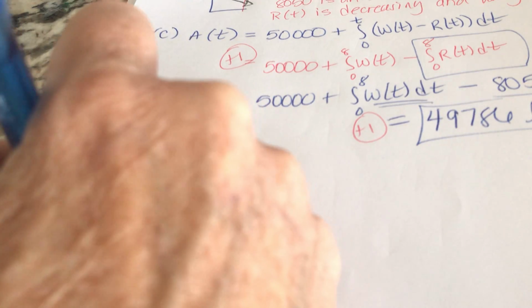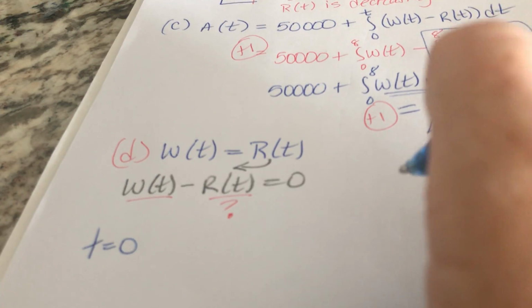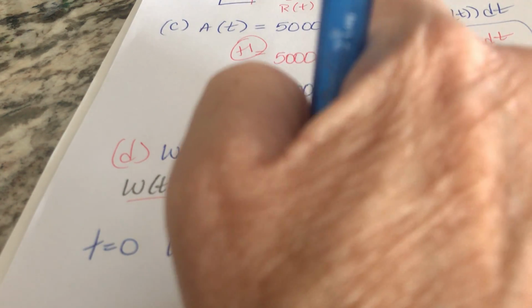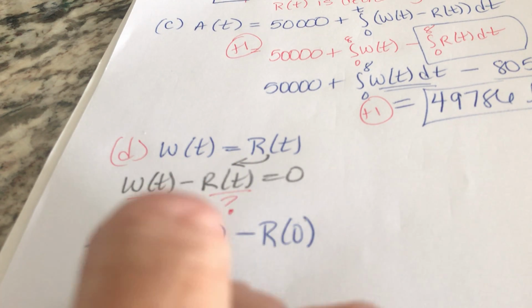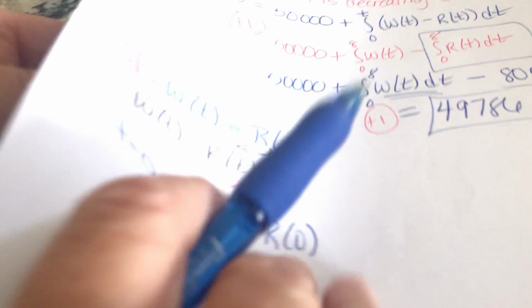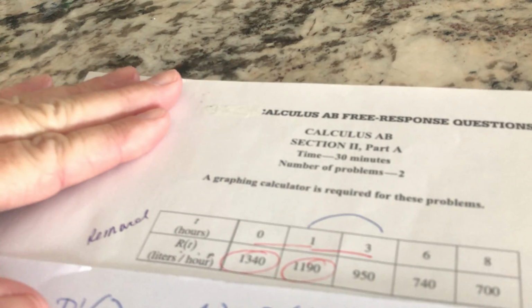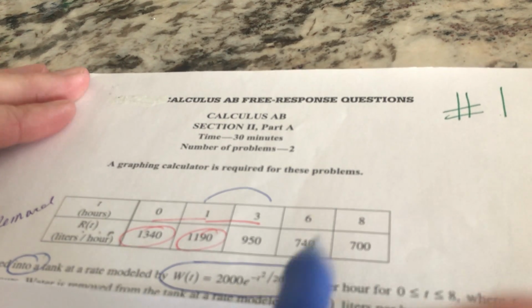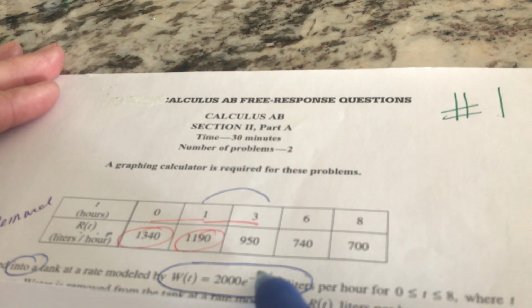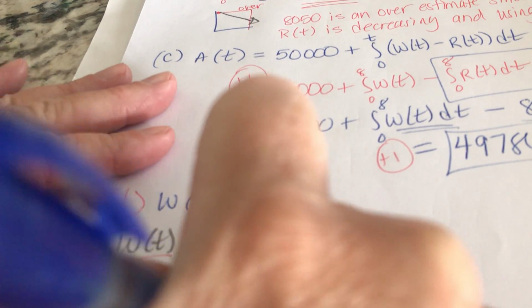So here's what we're going to do. We're going to look at time t equals 0. We have to look at this interval. So W of 0 minus R of 0. What does that look like? Well, remember, I'm going to move this up here. So W of 0, now you can do this on your calculator, but you don't have to. If you plug in a 0 here, this whole thing will be 0. E to the 0 is 1. And so we would just have 2,000, right? You could just think that through. 2,000 minus R of 0.